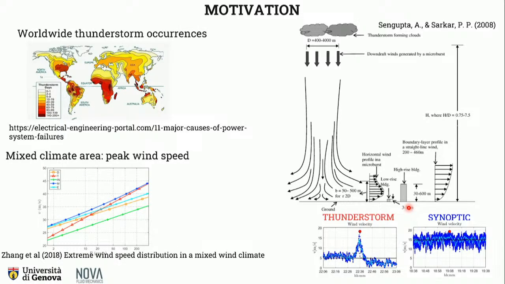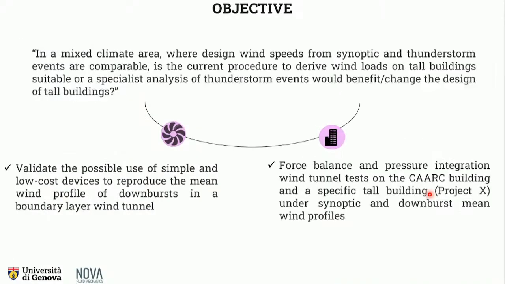However, we can ask ourselves whether the wind actions evaluated by codes are correct in order to design these structures. The objective of the project is to answer a question which was posed by Nova Fluid Mechanics, which is a wind engineering consultancy. The question is whether, in a mixed climate area where design wind speeds from synoptic and thunderstorm events are comparable, the current procedure to derive wind loads on tall buildings is suitable, or if a specialist analysis of thunderstorms would maybe change the design of tall buildings.